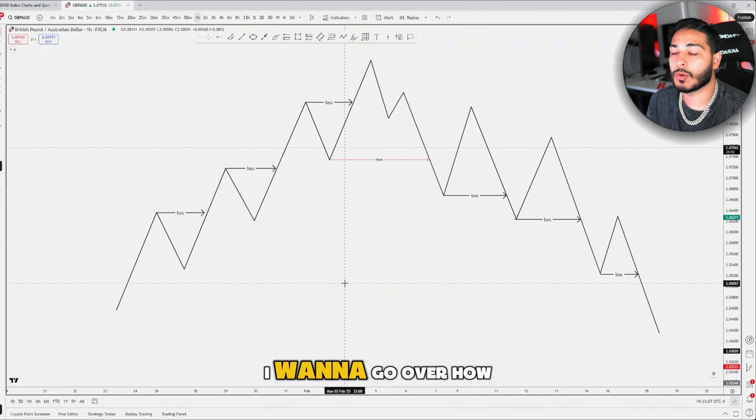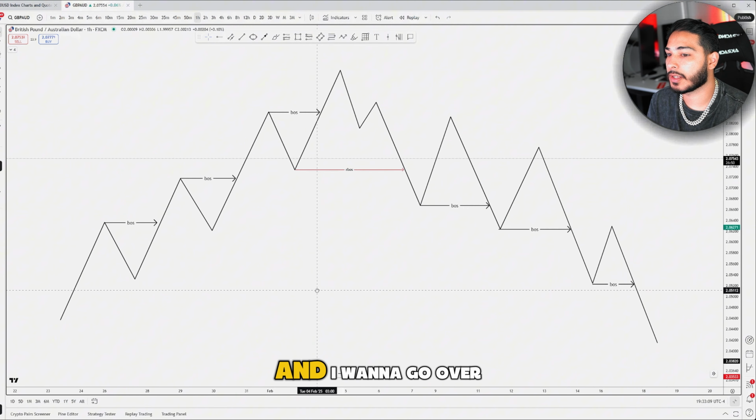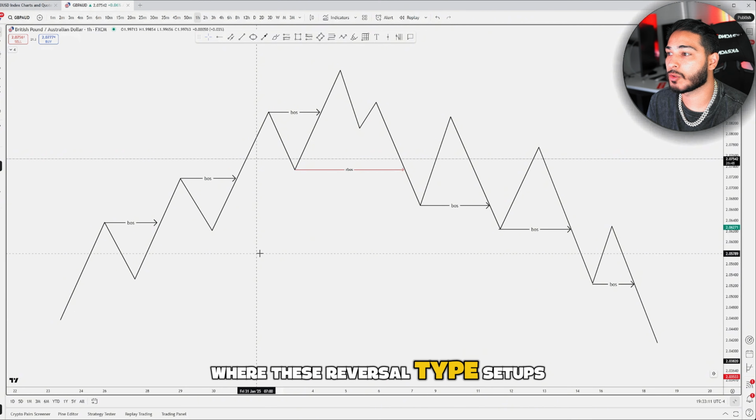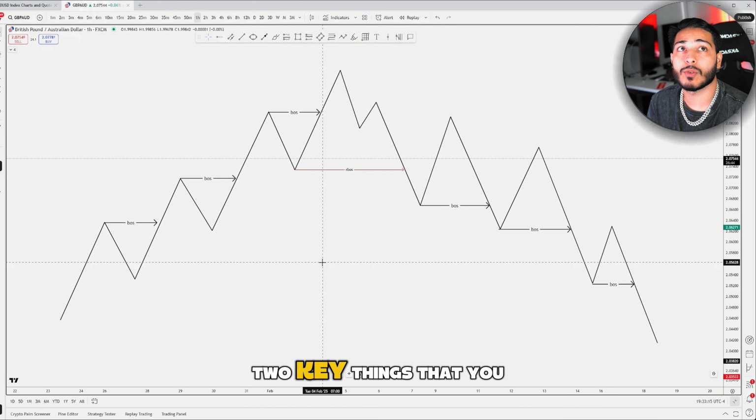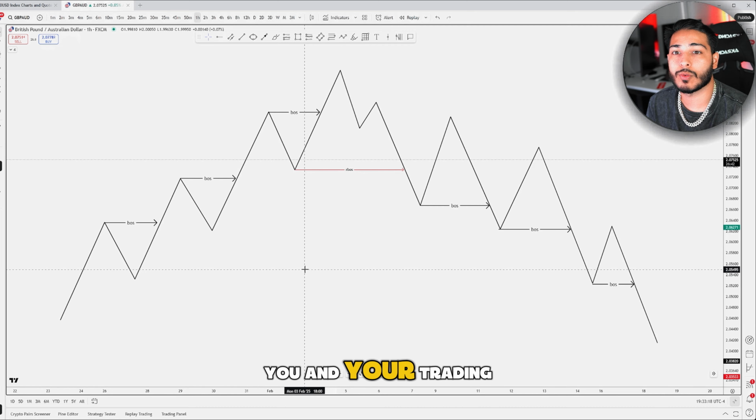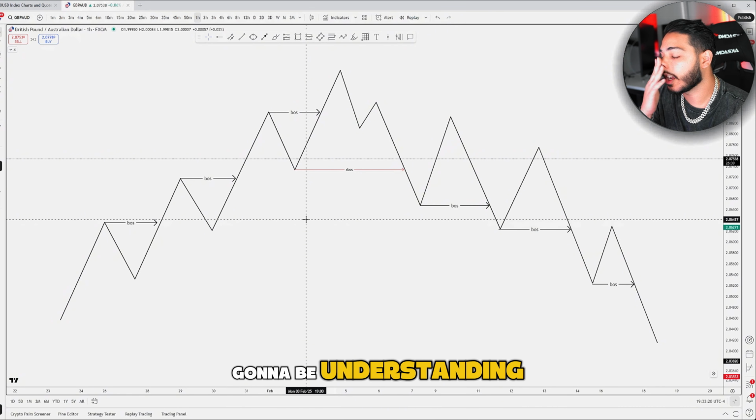What I want to do first is go over how the market works, and go over where these reversal type setups are going to be taking place. Now, a few key things that you have to factor in when it comes to your trading, and the biggest thing is going to be understanding where you're at in the trend.